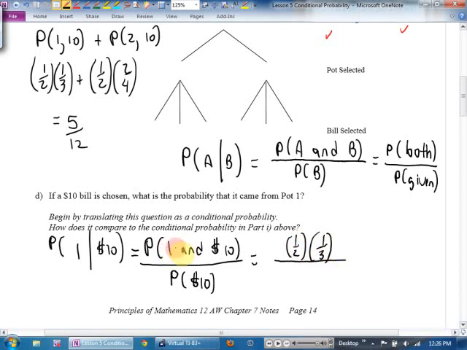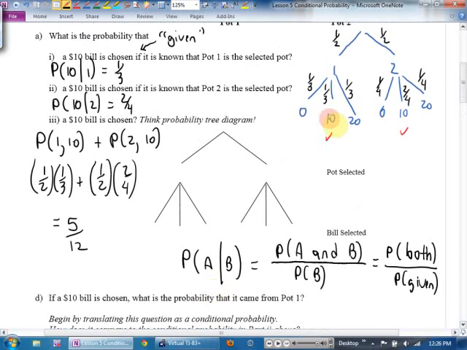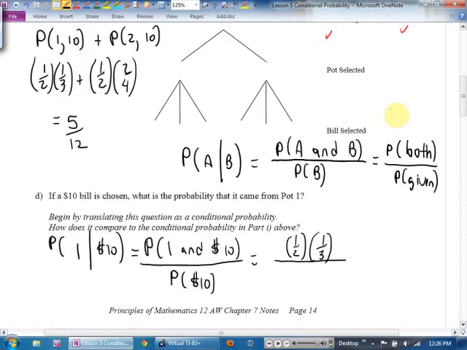Over 10. Now 10 would be that or that. What does or mean? Oh, wait a minute. Didn't we just figure that out right here? Conveniently, they snuck in the probability of 10. We looked at both possibilities, multiply down, add across. In fact, the number that's going to go here is just 5 out of 12.